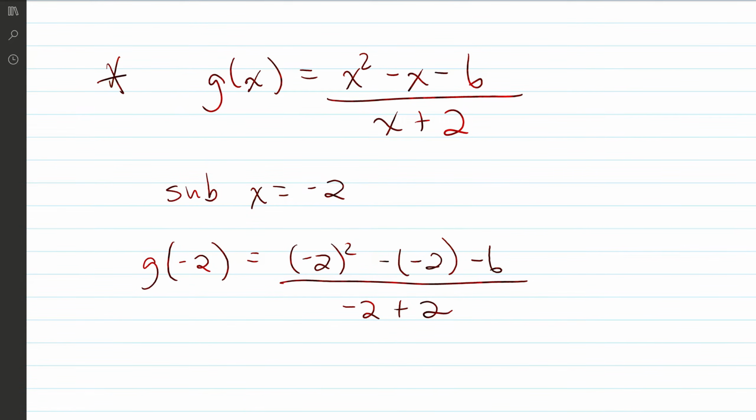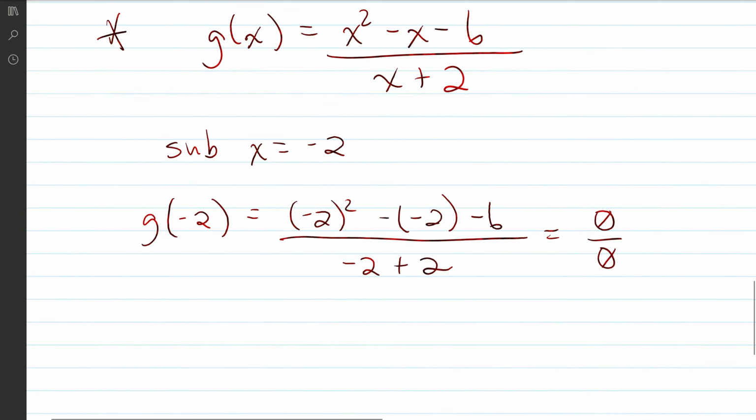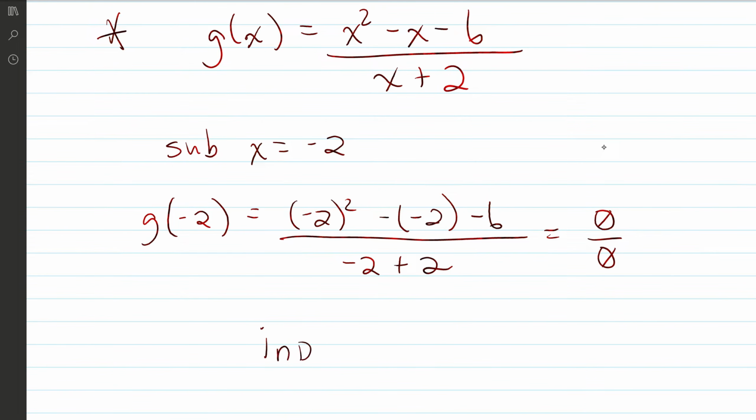We'll get 4 in the numerator. Negative 2 squared is 4. And the negative of a negative 2 makes that a positive 2. So 4 plus 2 is 6, minus 6. And that's 0. In the denominator, we get a 0. So we'll get 0 over 0. All right, so 0 over 0.